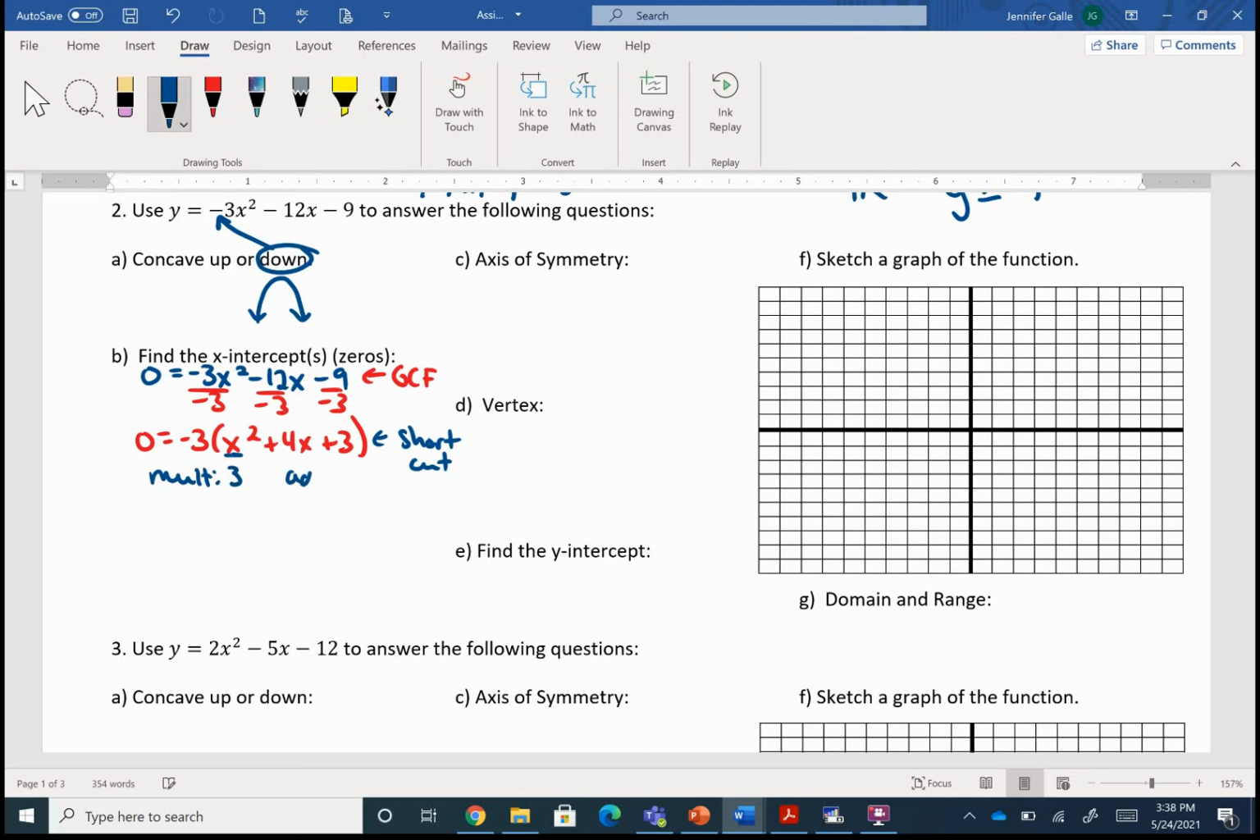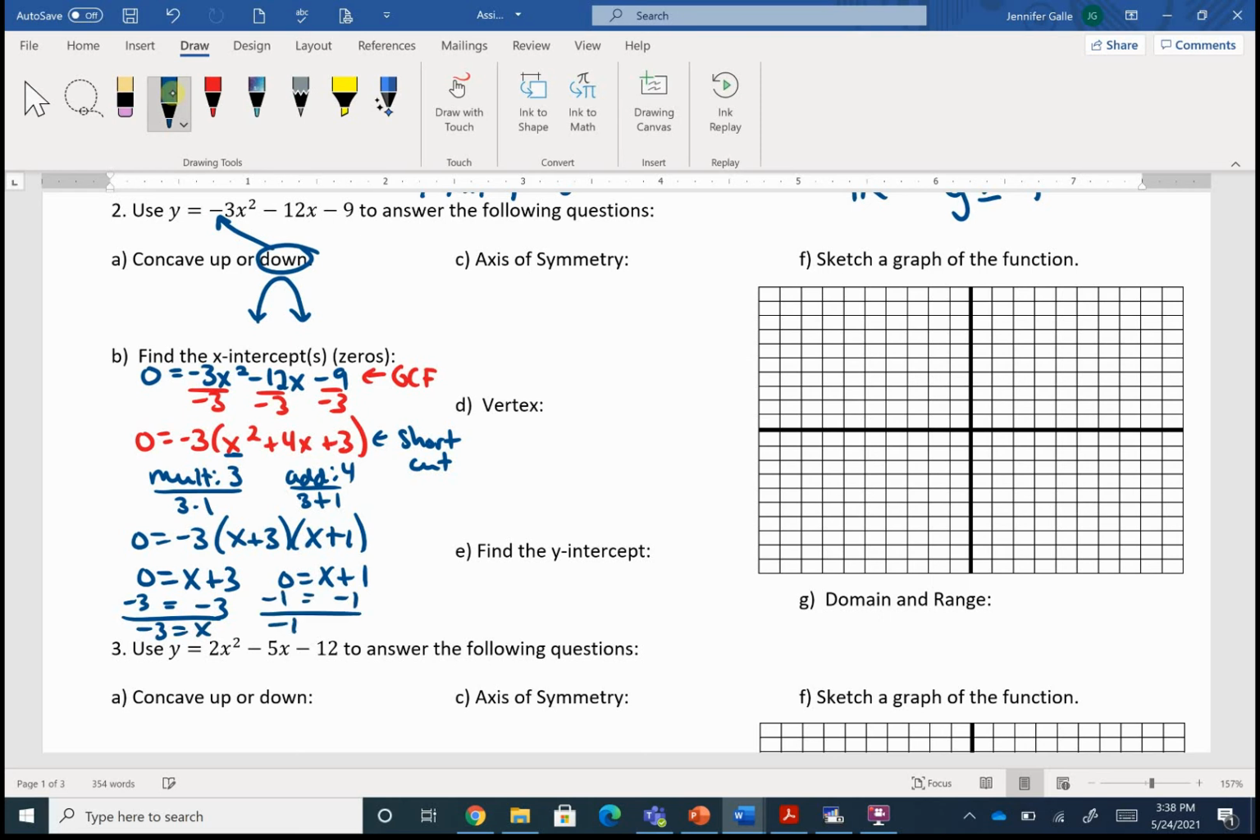Multiply to get 3, add to get 4. The only things I can multiply to get 3 are 1 and 3. The negative 3 just comes along for the ride. Now I have to actually find those intercepts. I have to set each factor equal to 0 and solve. So my x-intercepts are -3 and -1. If you want to go ahead and graph those, you can.